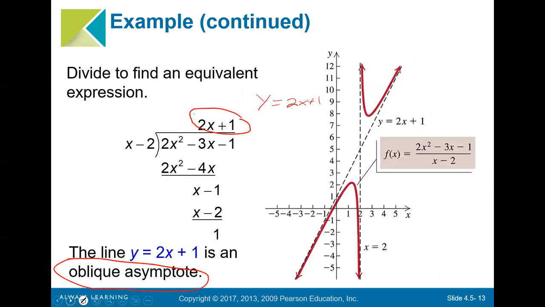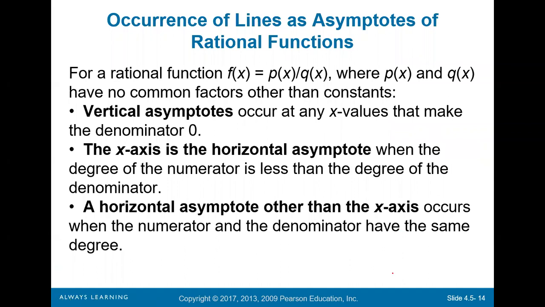All right, so let's talk about occurrence of lines as asymptotes of rational functions. For rational functions, f of x is equal to p of x over q of x, where p of x and q of x have no common factors other than constants. Vertical asymptotes occur at any x values that make the denominator 0. Remember, because that causes it to be undefined. Therefore, those are going to be the points the function will not cross on the graph.